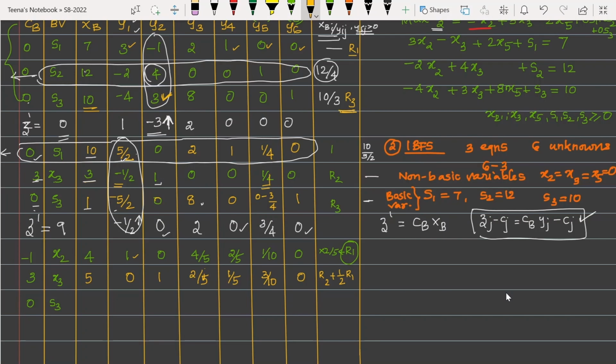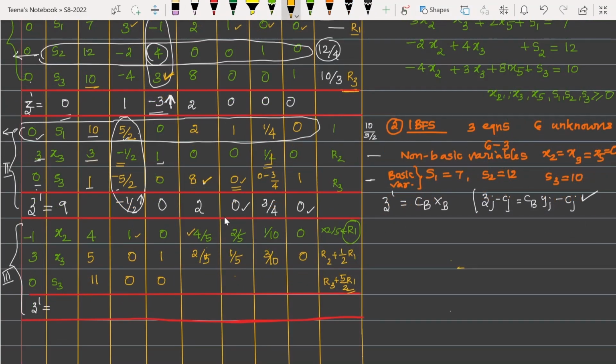Then the third row should be transformed as R3 plus 5 by 2 R1, and when you do the transformations correspondingly, you will get the first element as equal to 11. That is 1 plus 5 by 2 into 4. It is 1 plus 10 equal to 11. This element becomes 0. Now the 8 gets transformed as 8 plus 5 by 2 into the corresponding element in the first row, that is 4 by 5. So 8 plus 2 is equal to 10.